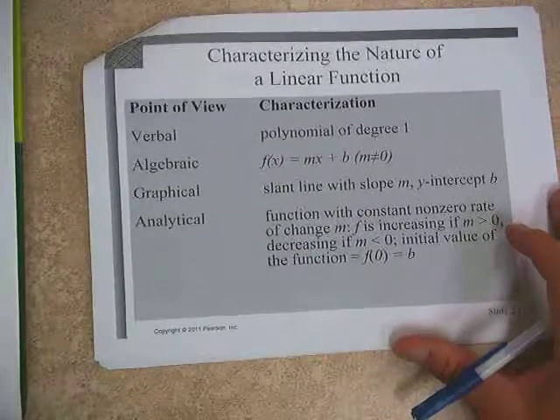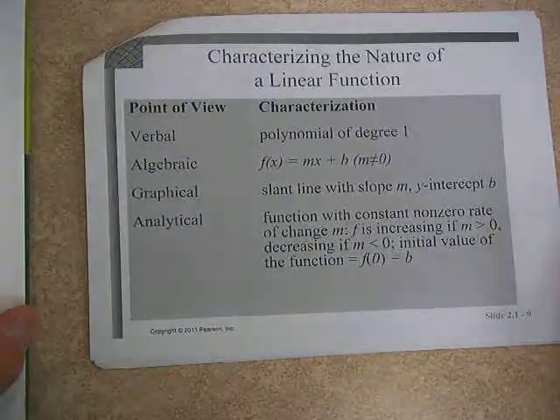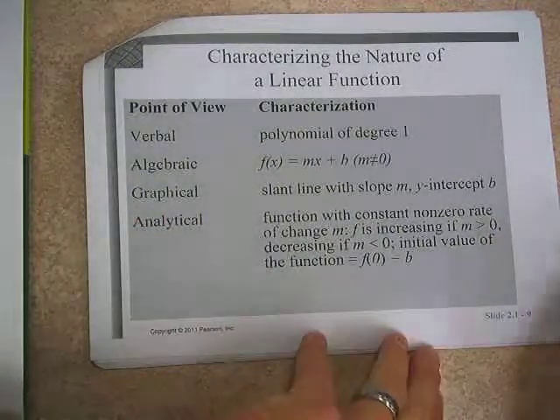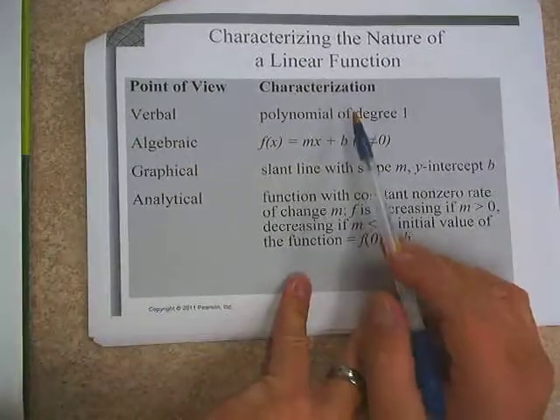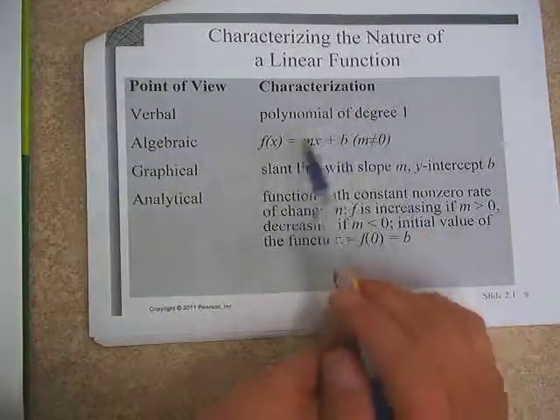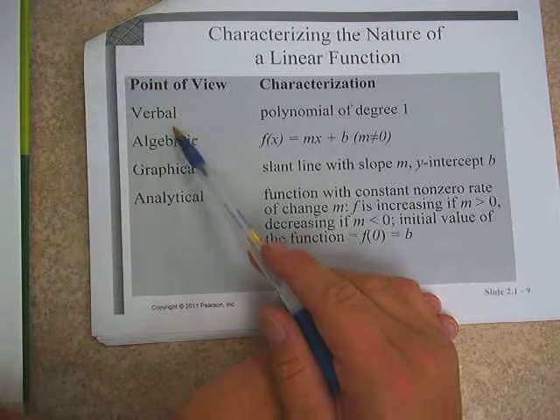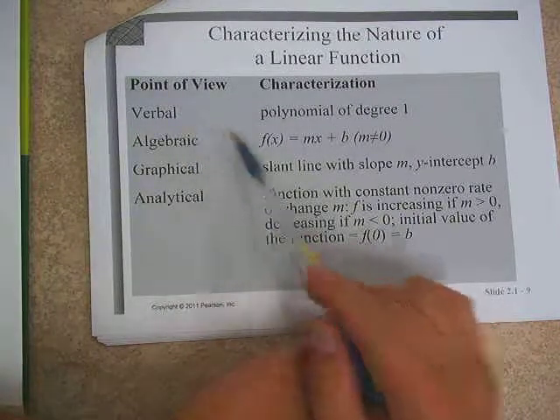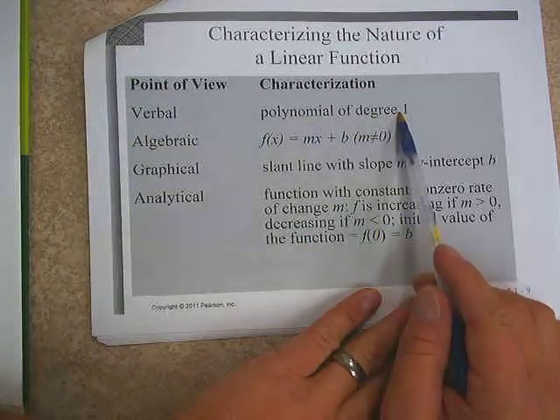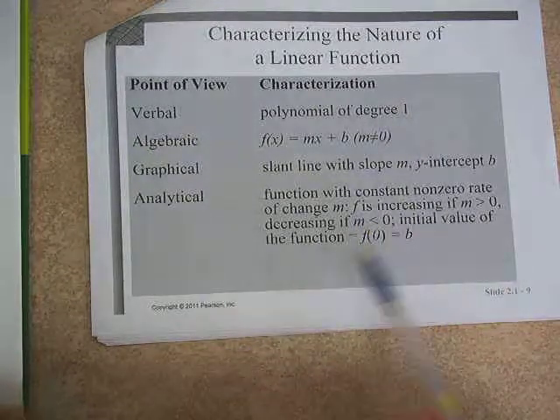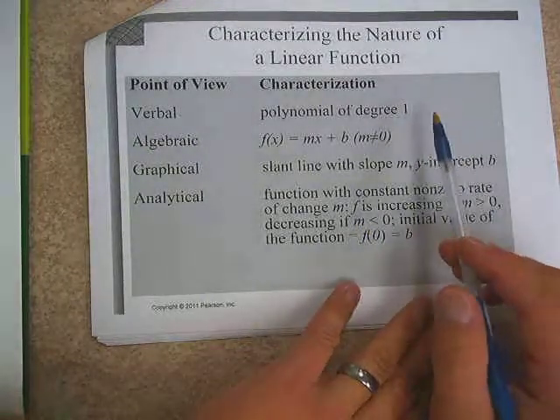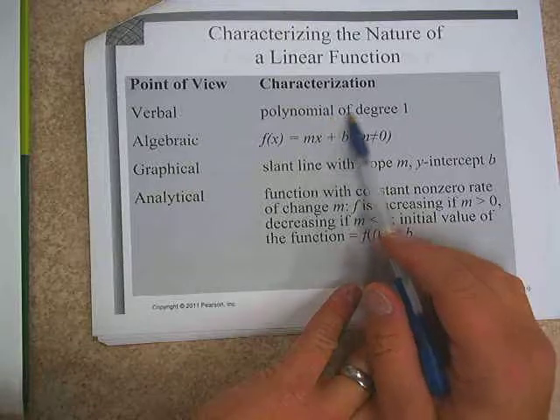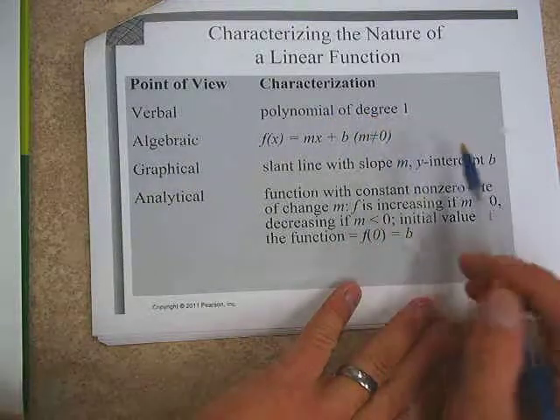Talk about here regarding linear functions, some characterizations here. When we deal with a linear function, which again is the one we've probably had the most experience with, talking about it from a verbal point of view, we can call it a polynomial of degree 1. So if it's linear, it has degree 1, that's the highest powered term. So it still qualifies as a polynomial, it'd be a linear polynomial.